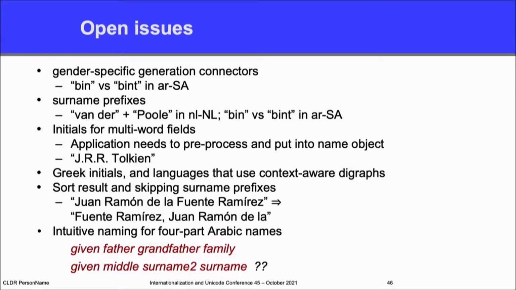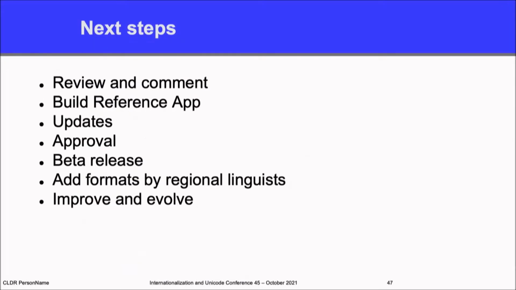And we're still working out, for instance, in Arabic locales, how do we handle the ordering when you have the given name, father's name, grandfather's name, family name. Is the surname 2 at the end, or is the surname going to be the family name, or is the surname going to be the father's name, etc.?